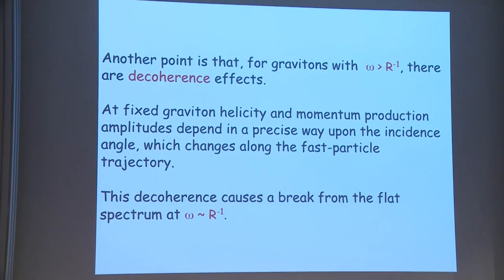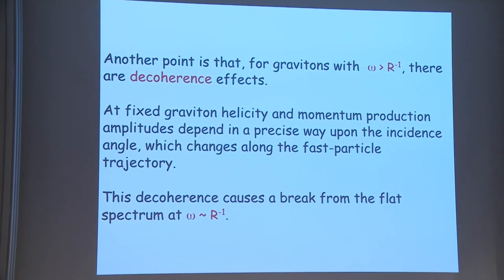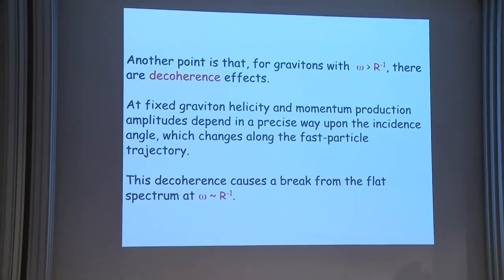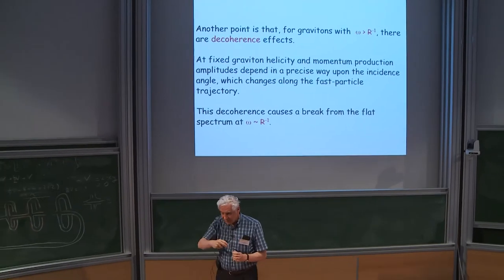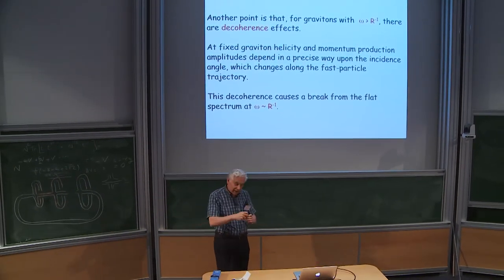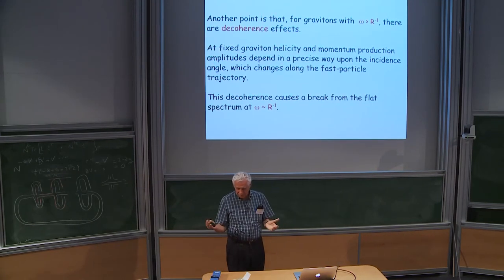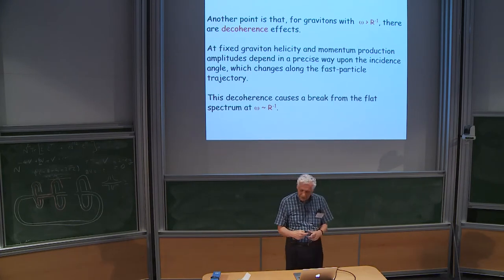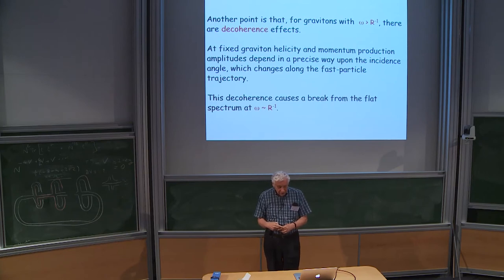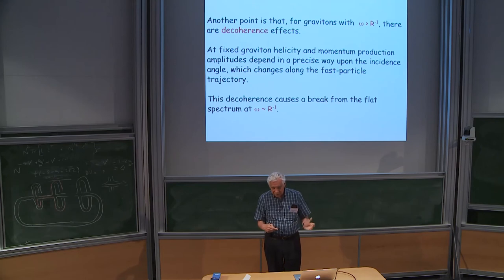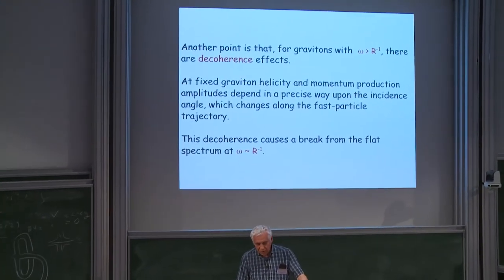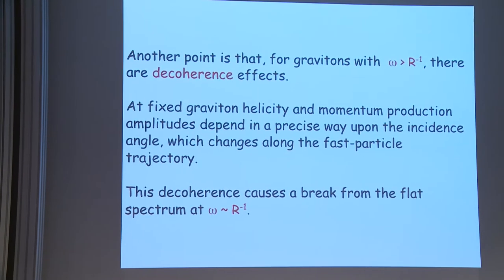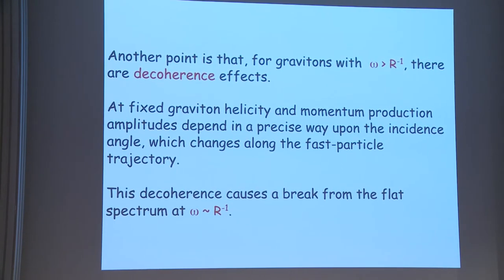If you emit a graviton from, say, the first rung, and you want to reabsorb it, when you do your S matrix and then you square it to find the probability, you try to interfere this with the absorption from the last rung, then you find a mismatch of momentum transfer, because simply the trajectory has bent and so on and so forth. We can see that in the mathematics, of course, but this is the physical explanation. So this produces a damping, a further damping of the spectrum for omega bigger than r to the minus 1. So this characteristic scale, which is the Hawking radiation scale, appears at that point. And this decoherence causes a break from this flat spectrum.